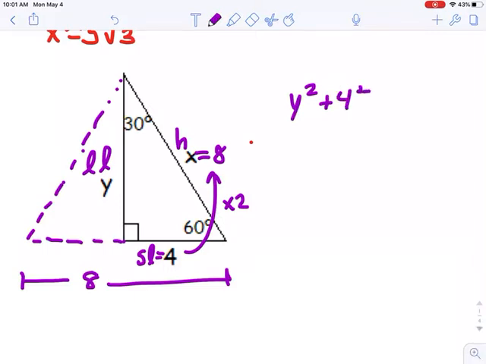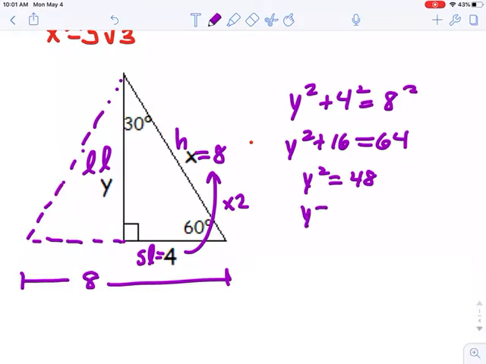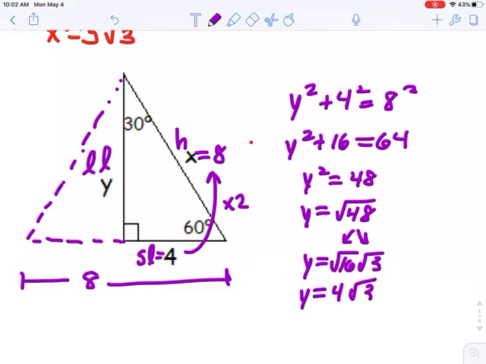So we're going to have y squared plus 4 squared equals 8 squared. Y squared plus 16 equals 64. Subtract 16 from both sides. Y squared equals 48. Take the square root of both sides. What's the largest square factor of 48? 16. What remains is radical 3. So y, the long leg, would be 4 radical 3.